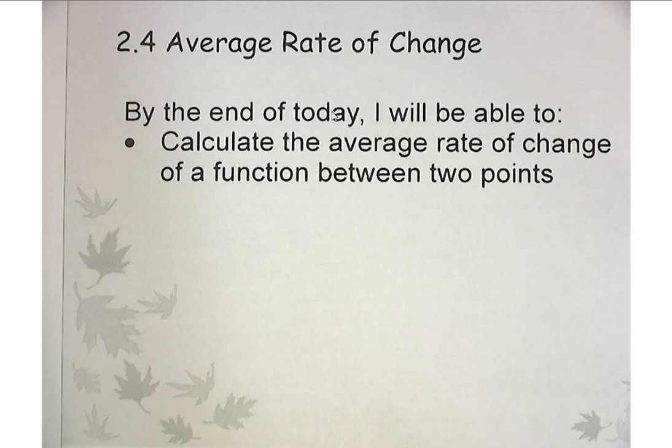2.4 is about the average rate of change. So by the end of today, you're going to be able to calculate the average rate of change of a function between 2 points. Do you guys know another word for the average rate of change? Yeah, the slope, right? Okay, the average rate of change between 2 points is going to be the slope.